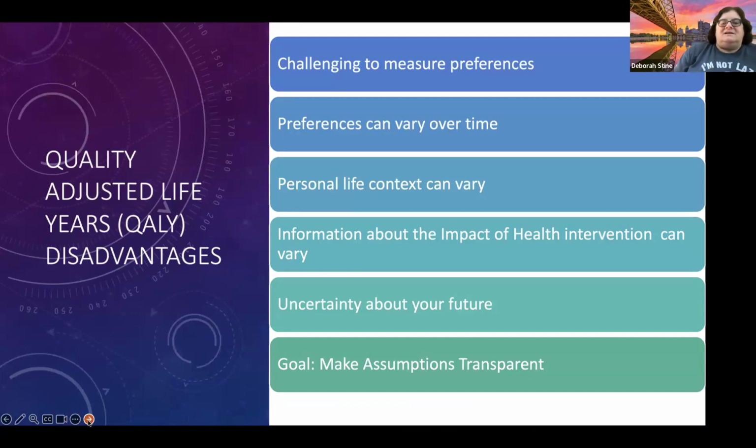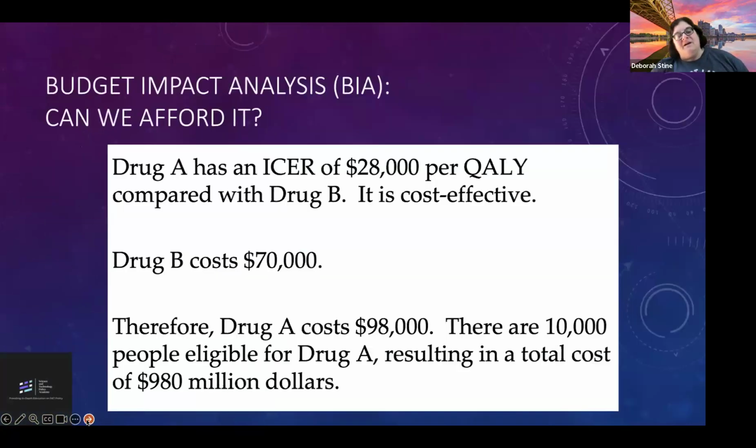So some disadvantages: it can be challenging to measure preferences, and they can vary over time. Personal life contexts can vary, as can the impact of the health intervention. Of course, there's always uncertainty. You can always just get hit by a bus. So the key is you just want to make these things more transparent. And then you also always want to figure out, can we afford it?